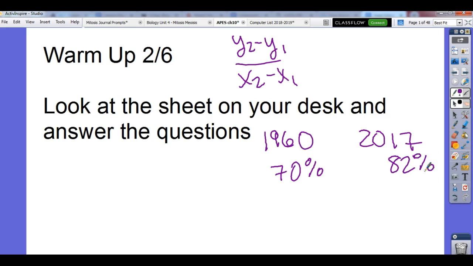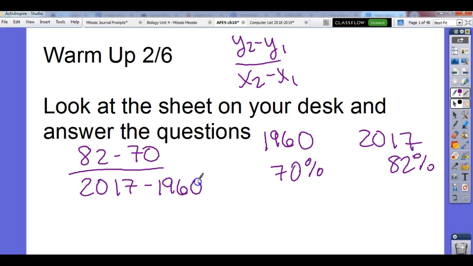So what is my y? Well, my y-axis on my graph was the percentage. So I'm going to take the percentage, 82 minus 70, and then I have to take the x's, 2017 minus 1960. And you'll divide them, and you'll get the answer. Now, we don't multiply by 100 because it's not asking us for a percentage. Anytime it asks us for a rate, we're not going to multiply by 100. We only multiply by 100 if it asks us for a percentage.